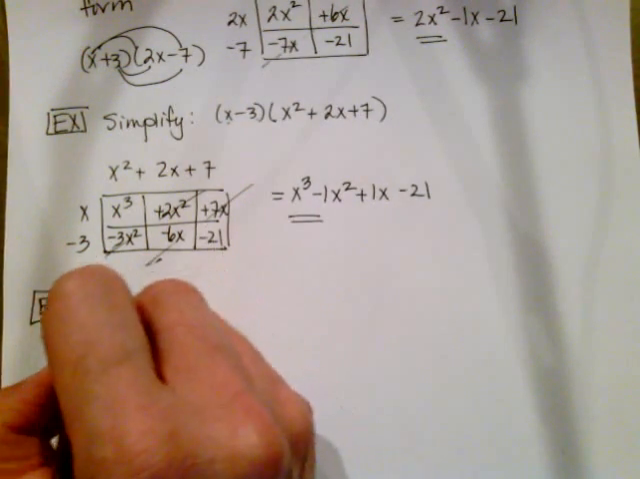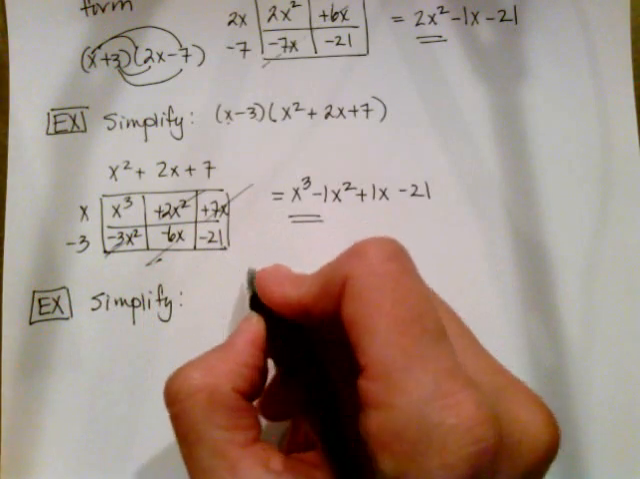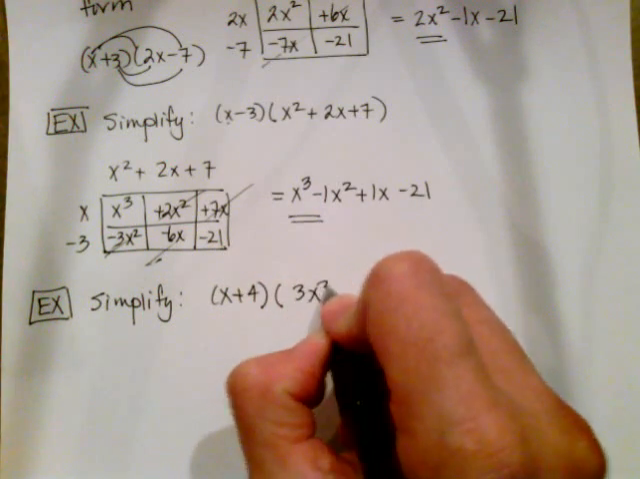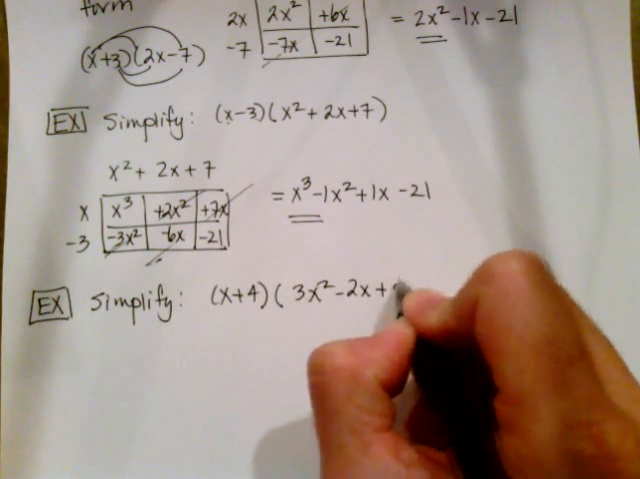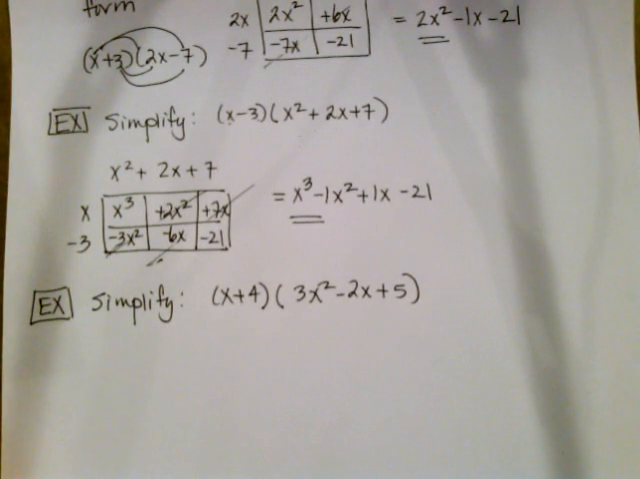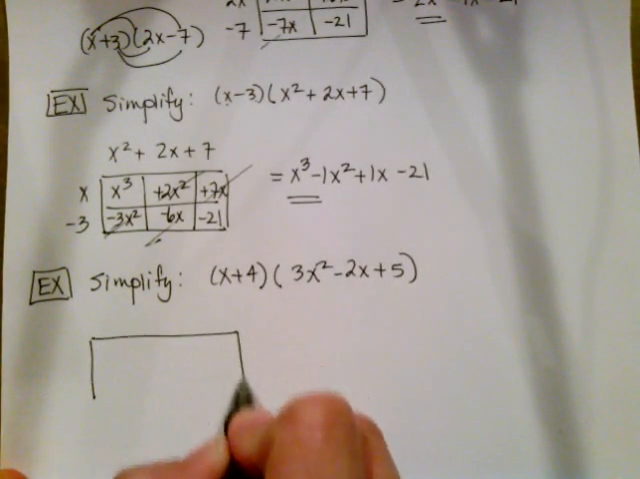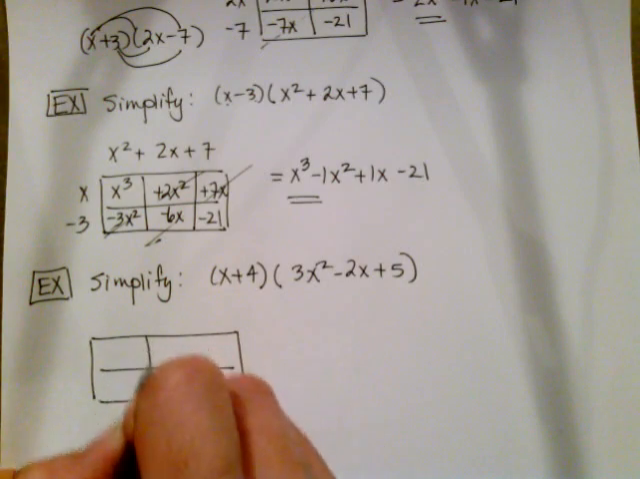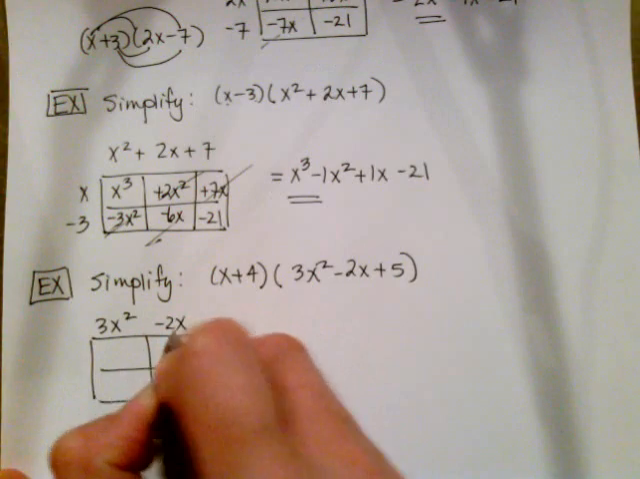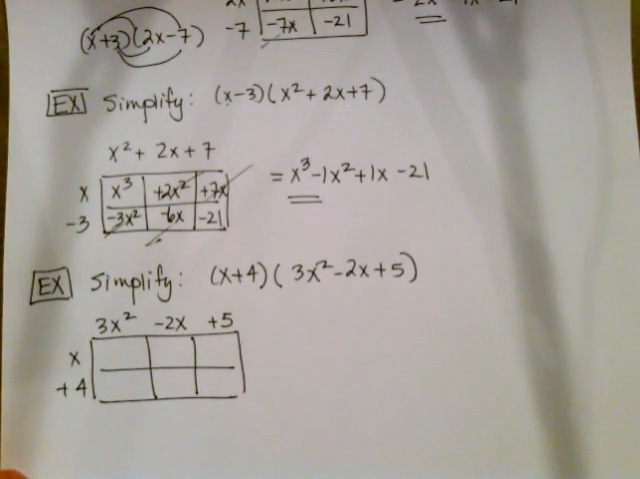Same idea. So I'm going to simplify, and I'm going to have x plus 4 and I'm going to multiply it by 3x squared minus 2x plus 5. So again, it's the same process. I'm going to do it in a box because I think you'll make fewer mistakes. I like to put my 3 thing up top. Doesn't matter, you can do it either way. That's just the way I like to do it. And then I'm going to put my x plus 4 on the side.